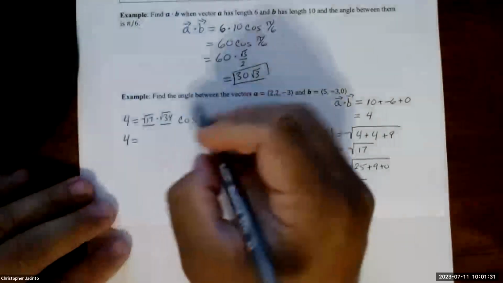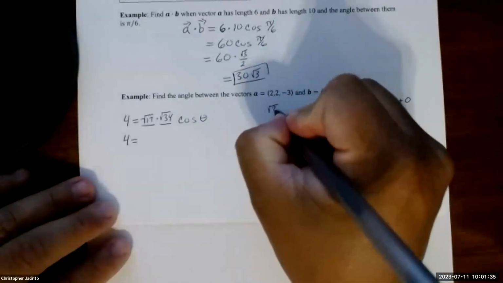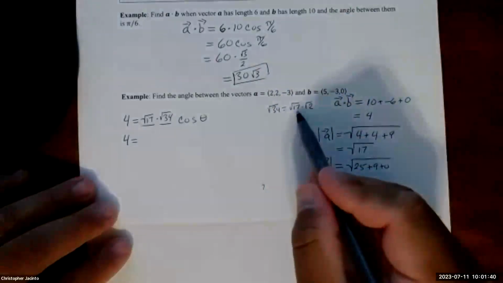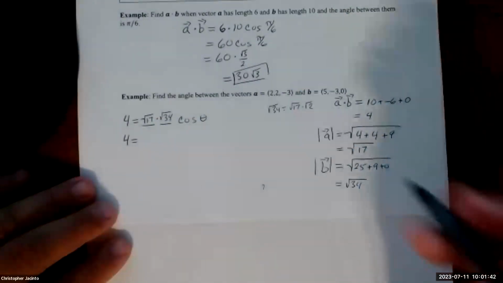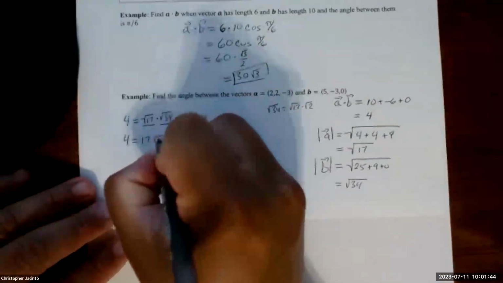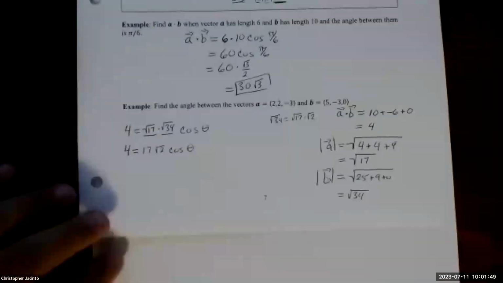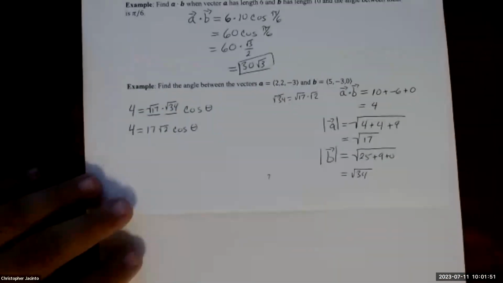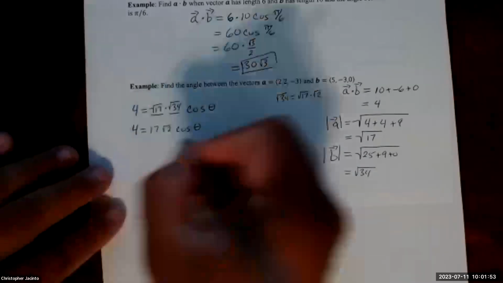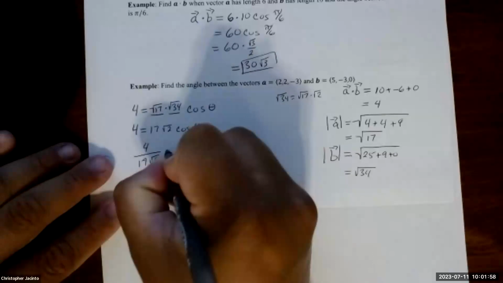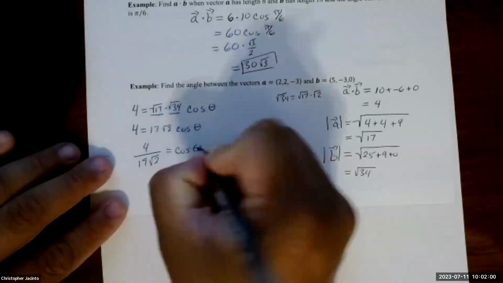Okay, putting stuff together. So 4 is equal to, if you notice, I can rewrite square root of 34 as square root of 17 times square root of 2. And 17 times square root of 17, they cancel. So we just get 17 radical 2 to simplify. It just makes stuff a little easier to look at. And we just want to solve for theta, meaning we divide everything by all this. So we get 4 over 17 radical 2 equals cosine theta.